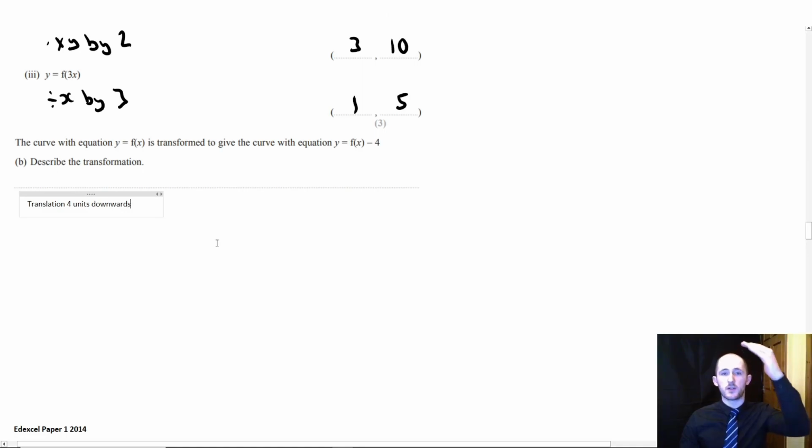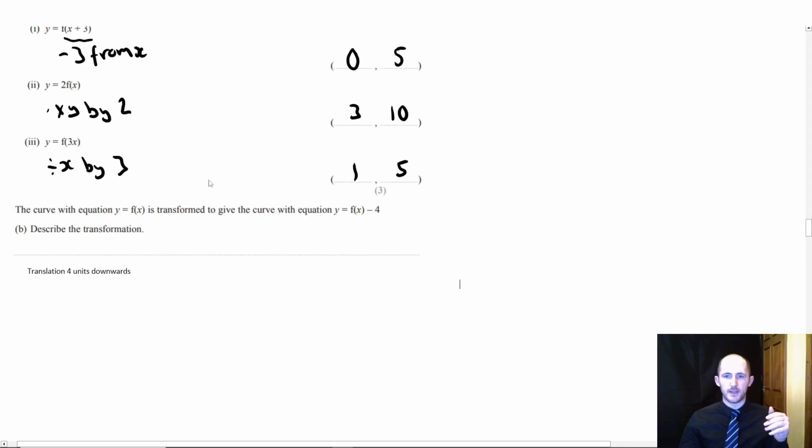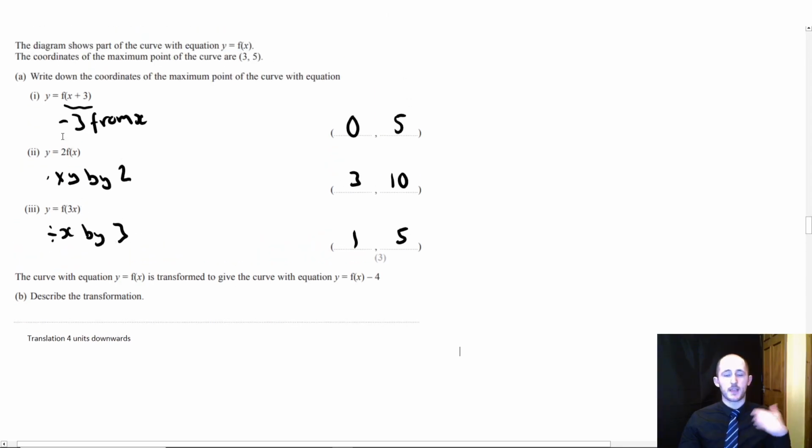And it's downwards because you're subtracting 4 from y, okay? If it was affecting x, you'd say it's translation 4 units left or right, and if it was plus 4, it would be translation 4 units upwards. So you should be able to actually describe all of these transformations in terms of words.